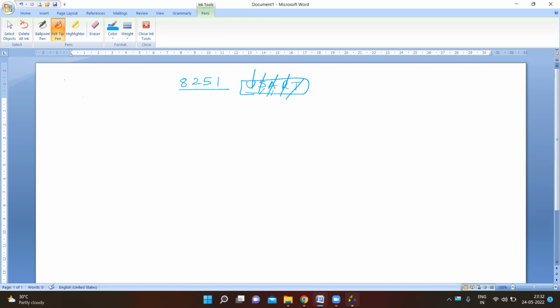Basically, we require this 8251 for input or output data transfer. In all microprocessor and microcontroller systems, data transmission is classified into two types. One is serial data transmission, and the second one is parallel data transmission. Most of the devices are parallel in nature.